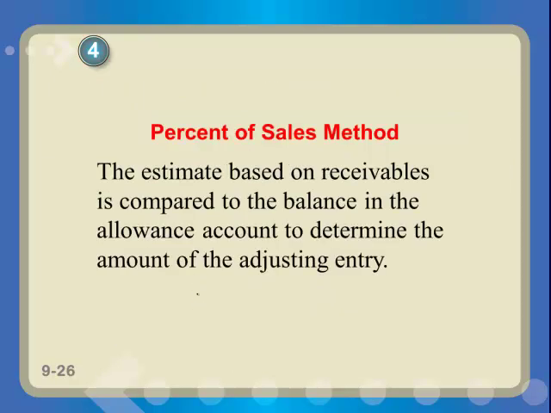Okay, percentage of sales, we already talked about that, but this particular slide tells you that you compare it to the balance in the allowance method, and we're going to do that in a few minutes. So say your allowance account has a balance of $5,000, and when you do your percentage of sales method, you get $25,000 as your estimated uncollectible. Your journal entry would only be for 20, because you've already got 5 in that account. So you compare it, and then do your adjusting entry. But we're going to do that on our worksheet.